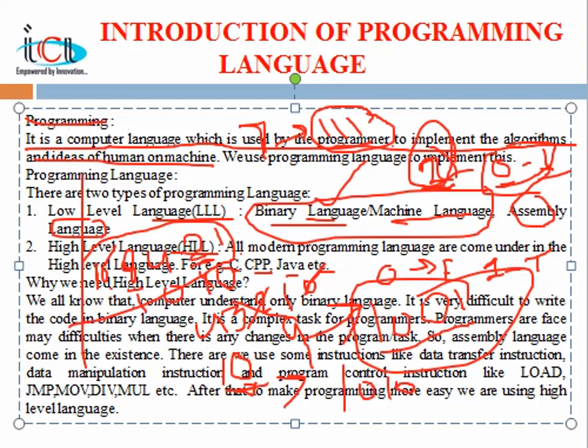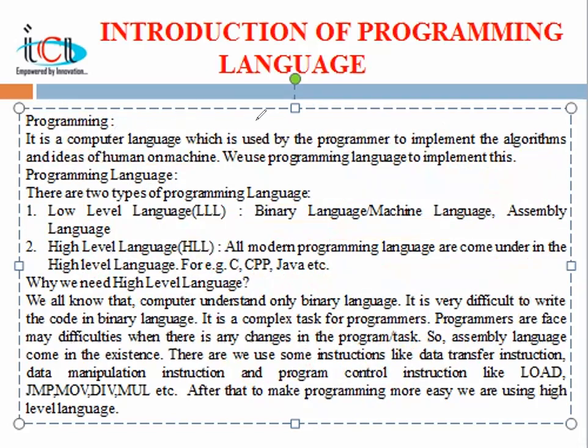Now the next step, assembly language. In the assembly language, we use mnemonics like load. It is used to load the value in the memory. We use JMP, jump, to jump from one statement to another. For addition, ADD. For subtraction, SUB. For division, DIV. All are written in capital letters.